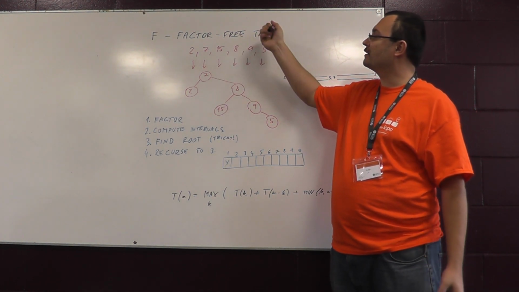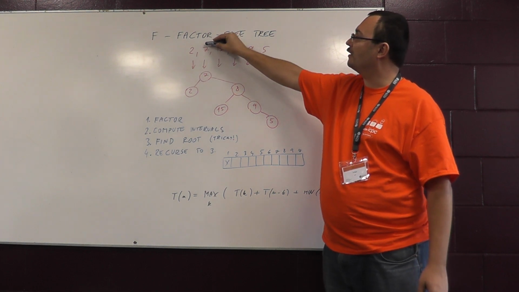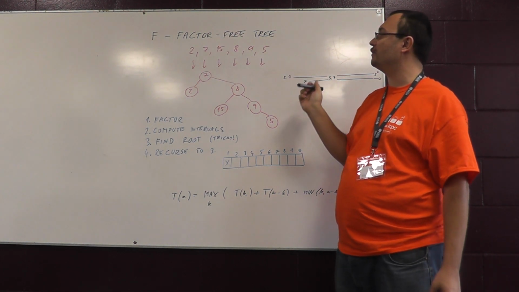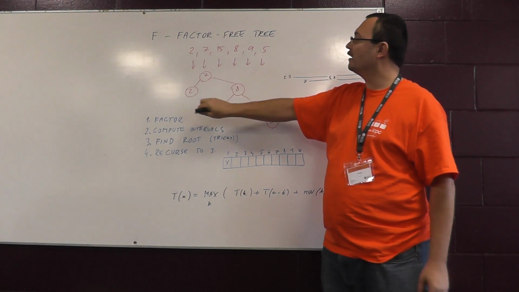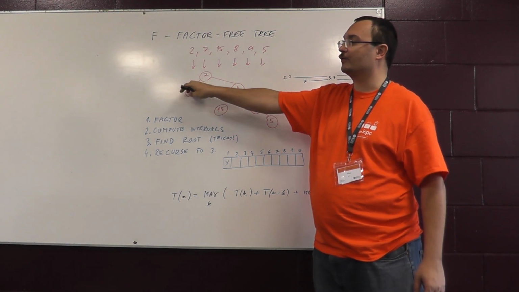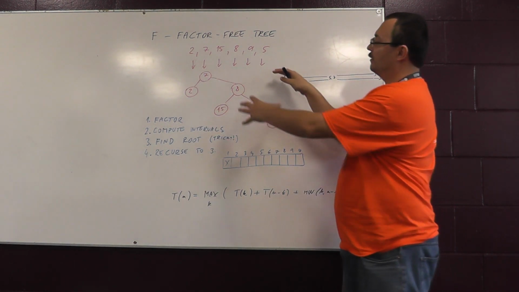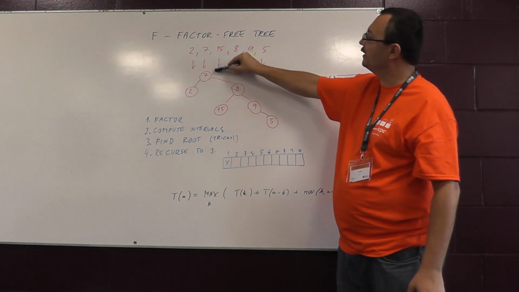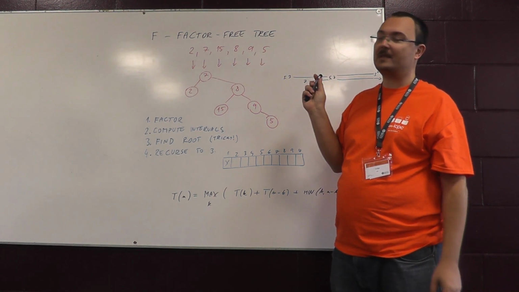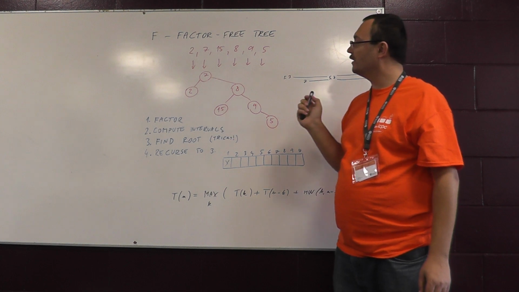So if we somehow magically discover that the number 7 can be the root in this particular situation, then we will build the tree recursively out of just the number 2, which is easy, and we will also recursively build a tree that corresponds to this subsequence of the input.